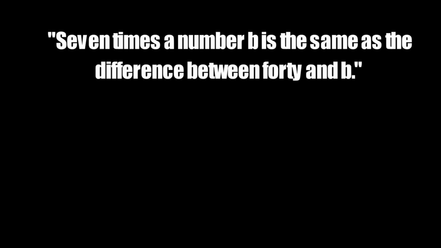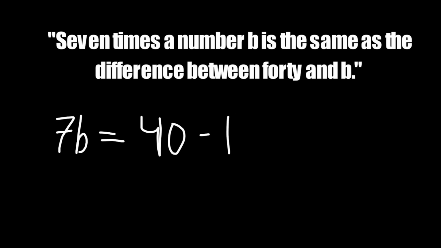Alright guys, here is your first practice problem. Pause the video, and once you're finished, unpause. So it says 7 times a number b is the same as the difference between 40 and b. So it says 7 times a number b, meaning 7 times b is the same as, meaning equal to, the difference, meaning so we're going to be subtracting between 40 and b. So 40 minus b.